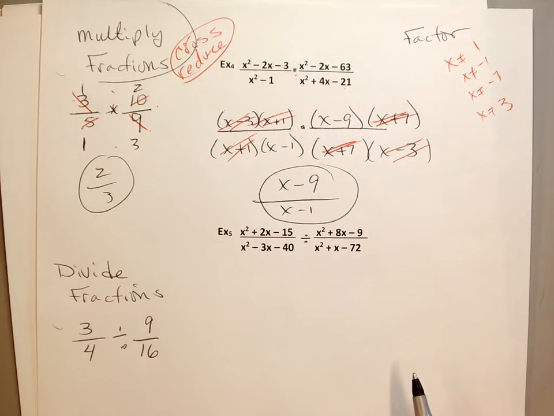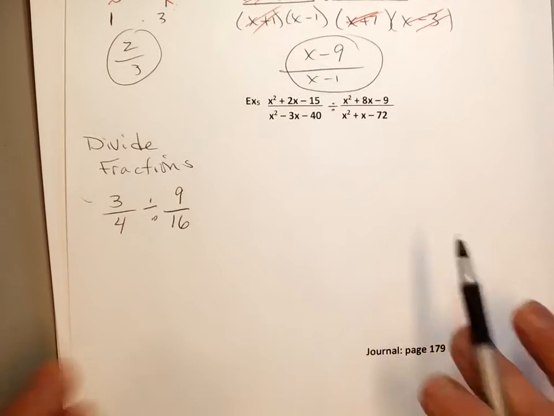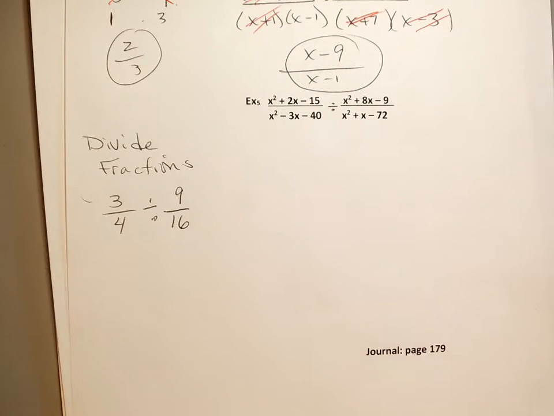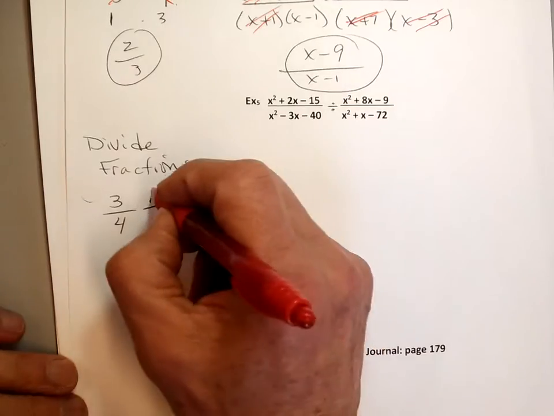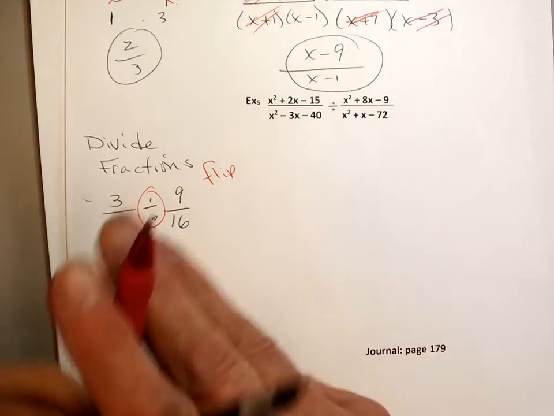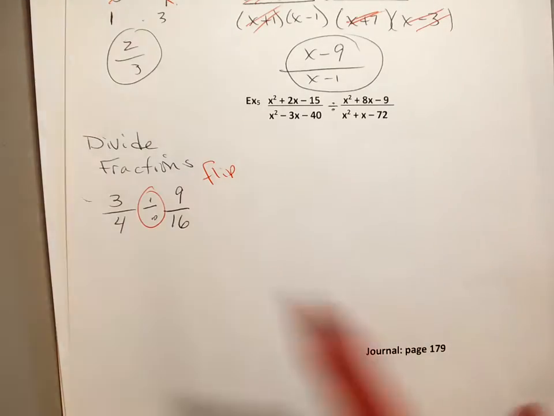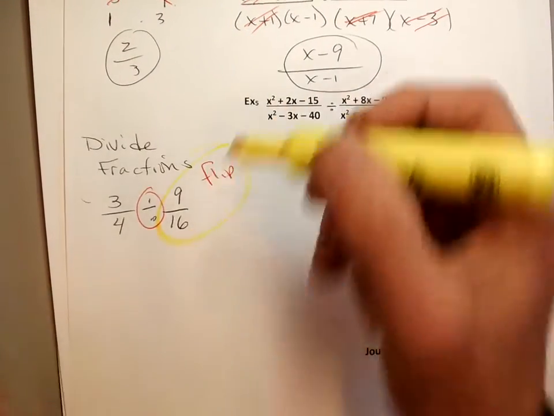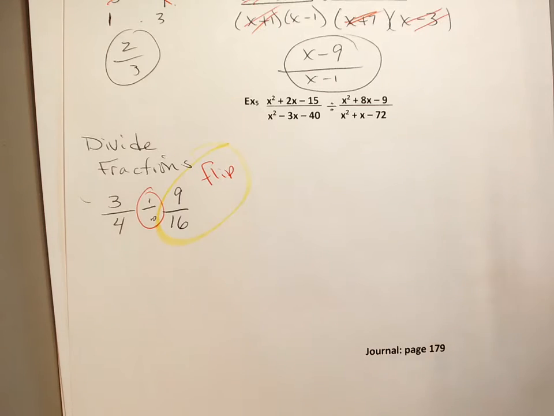All right, now, last but not least, number 5. So we divide. Divide is just like multiply, except you have to flip, or we call it invert and multiply. We're going to flip the second one. Always flip the second one, never the first one. So we flip the second one and then multiply. So we learned this in 6th grade math. So here we go.